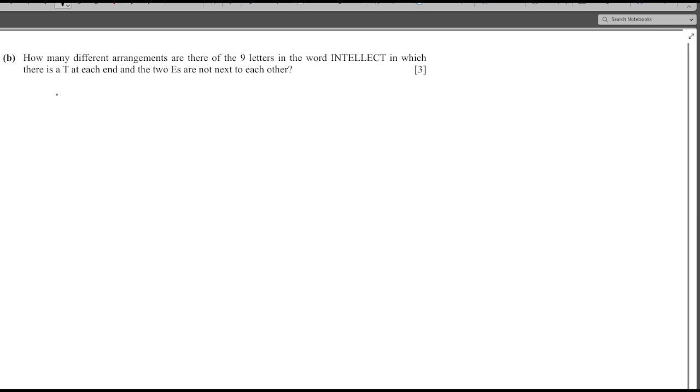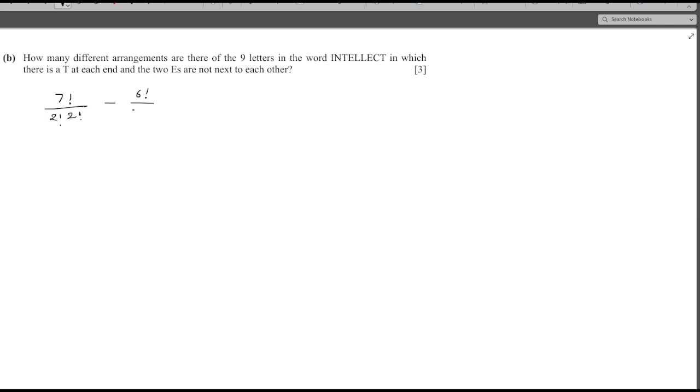Now, 7 alphabets can be arranged in 7 factorial divided by 2 factorial times 2 factorial. This is all possible arrangements, but I don't want 2 E's together. So I will figure out all the arrangements in which 2 E's are together and I will subtract that. So when 2 E's are together, these 7 alphabets can be considered as 6 alphabets. And as there are 2 L's, we will divide this by 2 factorial.